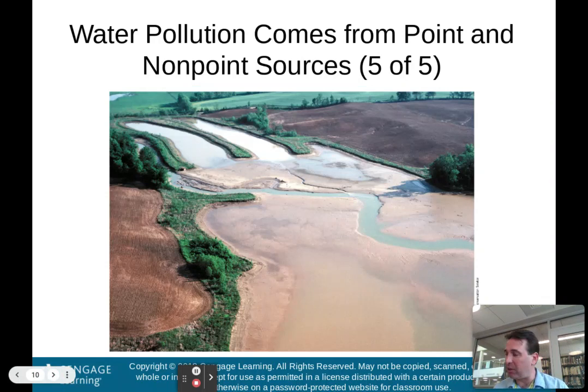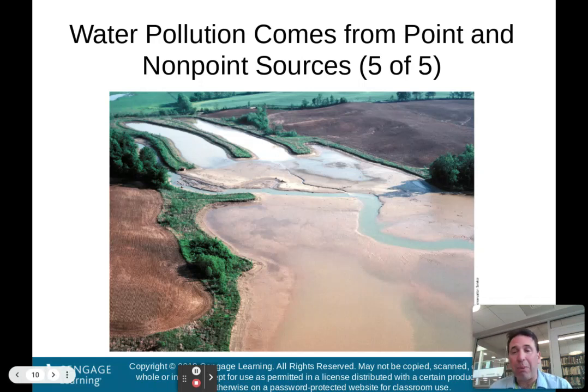This would be an example of a non-point. This is just sediment that is in farmland that is running off and flowing into a stream. Again, we don't exactly know at the end of the day here what farmland produced or gave what sediment or what type of pollution to the water. So we call it a non-point source. We can't pinpoint the source of the pollution.